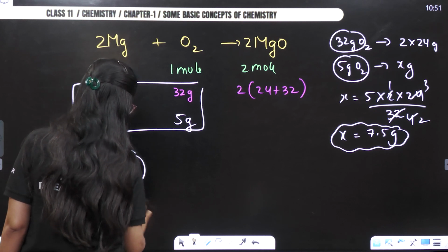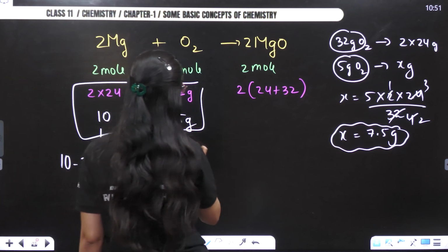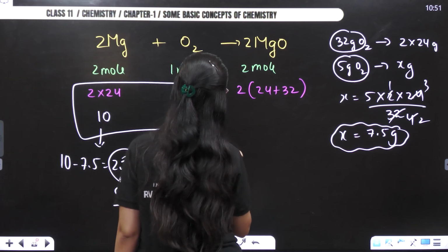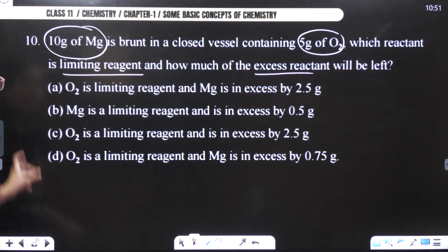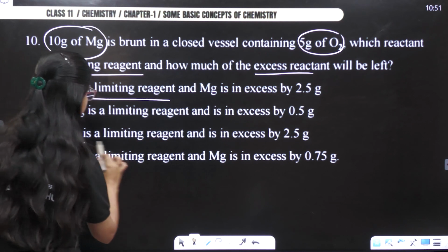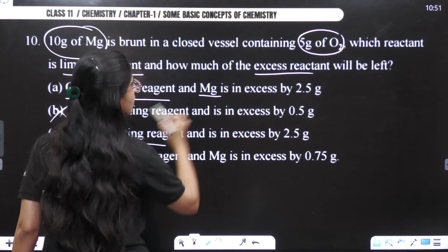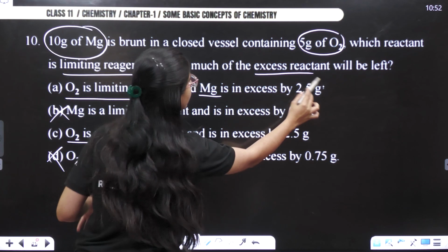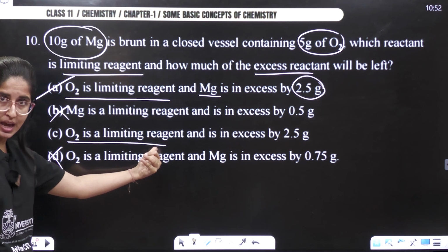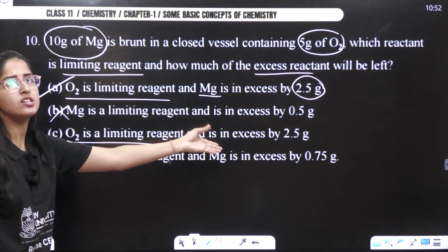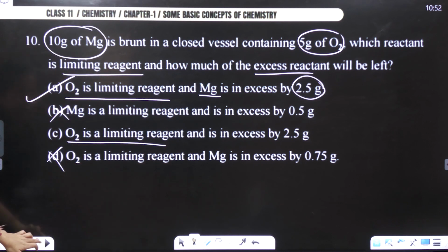This is your excess. Now, which reagent is completely utilized? Whole 5 grams are utilized. So therefore it is the limiting reagent. So now the correct option will be that oxygen is the limiting reagent. These both options are wrong. Magnesium is in excess. Yes, magnesium is in excess by how much? 2.5 grams. Option number A. But option number C, see, oxygen is the limiting reagent and oxygen itself is in excess by 2.5 grams. The sentence is wrong.